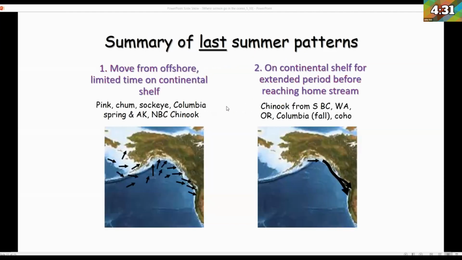And then there are the two patterns we see as they're returning home. One is that they move from offshore and don't spend a lot of time on the continental shelf before they're moving upstream, versus those that do spend a lot of time on the continental shelf.